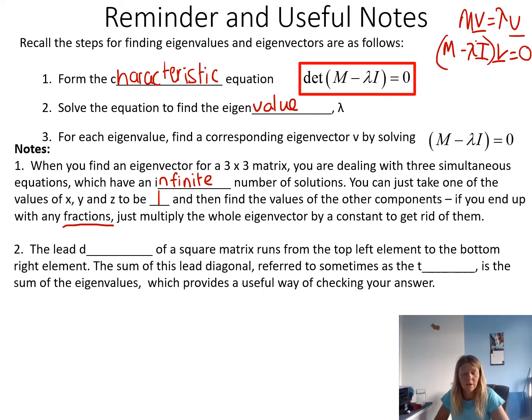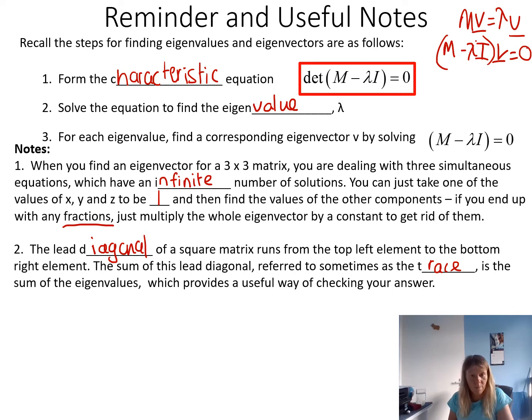Number 2, the lead diagonal. We mentioned that in the aims. The lead diagonal of a square matrix runs from the top left to the bottom right element, so the first to the last. The sum of the lead diagonal is sometimes referred to as the trace. Trace, yeah, trace.